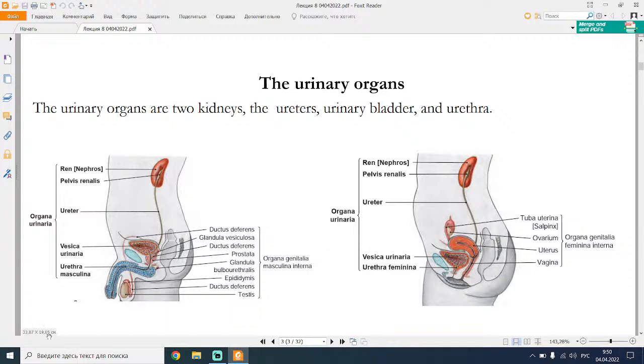The urinary organs are two kidneys, the ureters, urinary bladder and urethra.